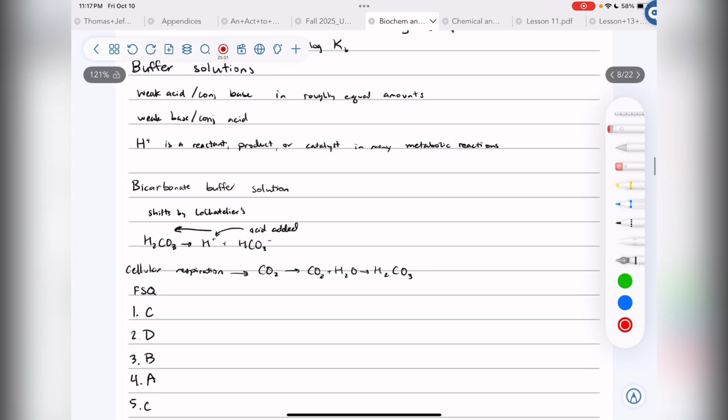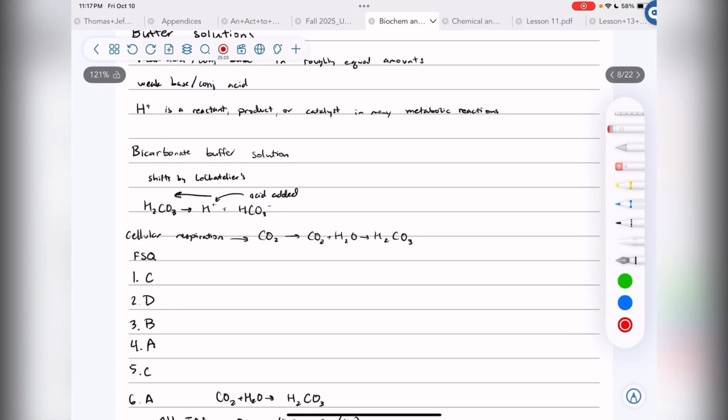So, for example, in your bicarbonate buffer solution, when you have this acid here, and then normally it goes and it becomes H plus and then HCO3 minus, which is the conjugate base, and then there's some sort of equilibrium here, right? And then the concentration of hydronium is going to determine what the pH is.